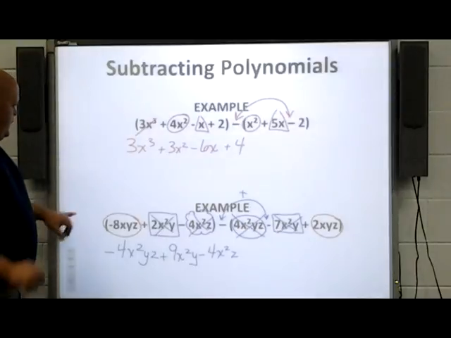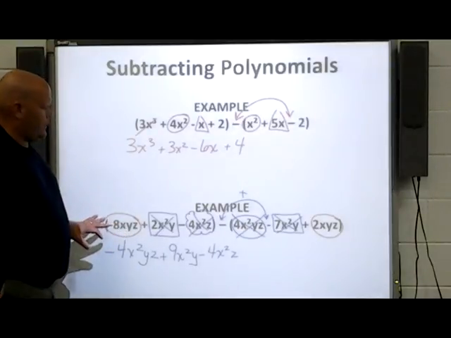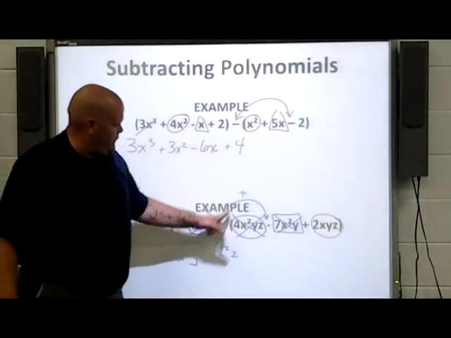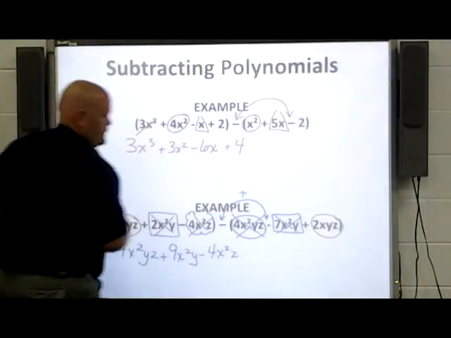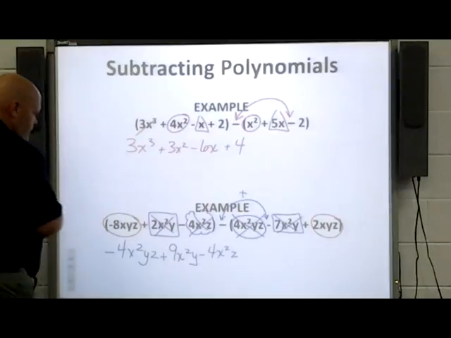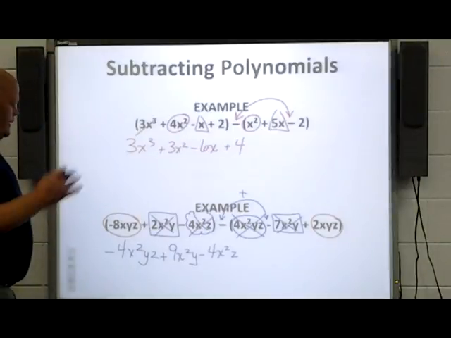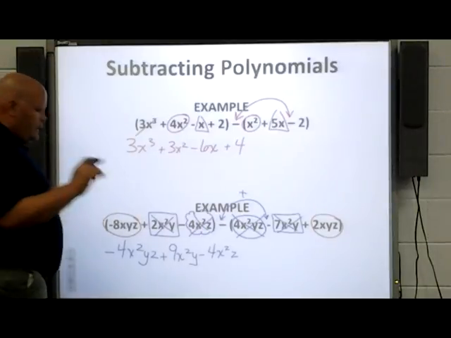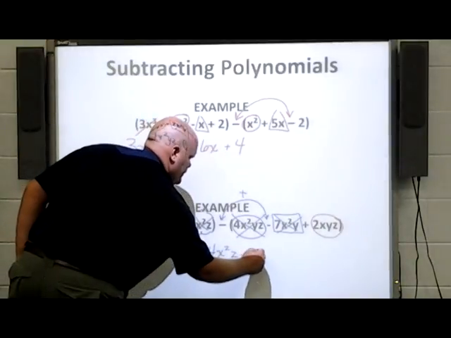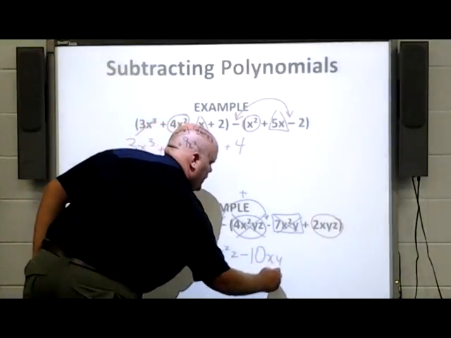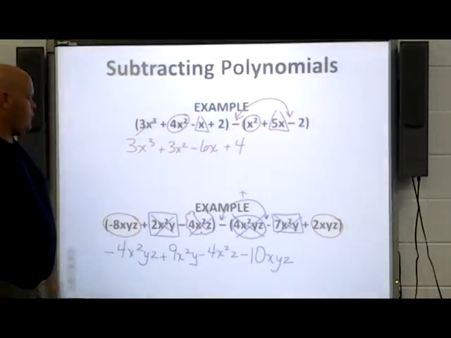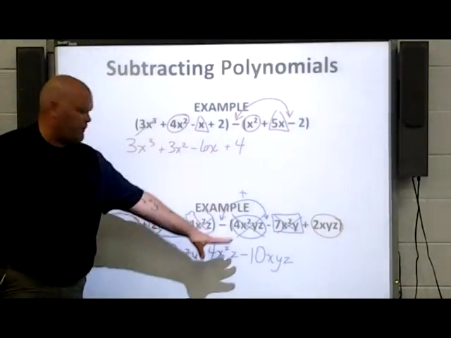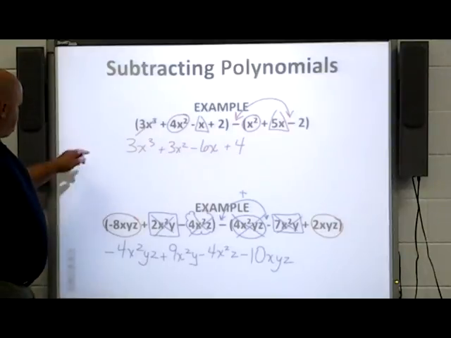All that I have left now is to combine my last two like terms. Again, a negative and a positive here. So this is going to become a negative 2xyz. I also have a negative 8xyz, like terms with the negative. So my answer is going to be negative 10xyz. And these terms have all been combined into a new simplified expression.